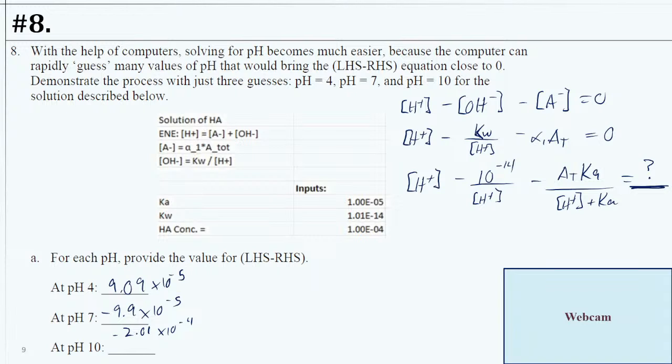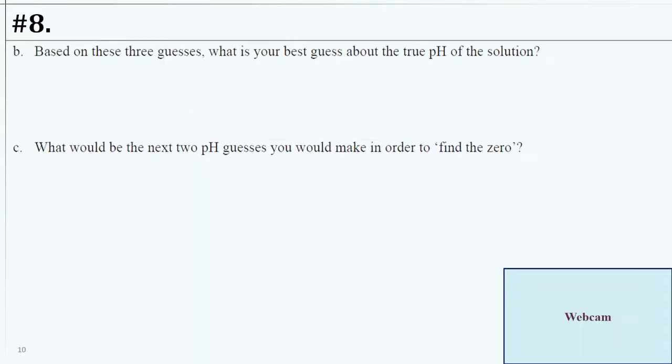And it's important that we get close enough so that we can make the judgment call about which of these is closest to 0, right? And in what direction are we going further and further away from 0? That's the thing we need to know in order to answer part B. So based on these 3 guesses, what's your best guess on the pH of the solution?